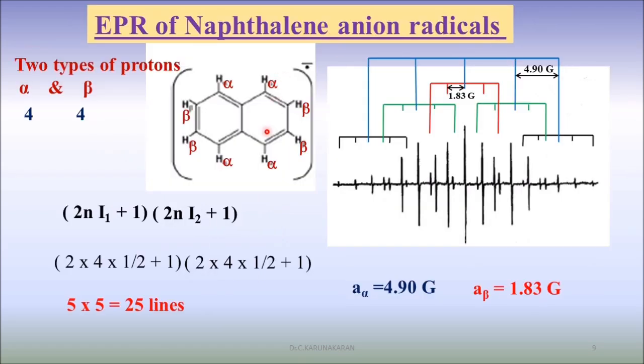Let us now see the naphthalene anion radical, similar to the benzene anion radical. Here, there are two types of protons, 4 alpha protons and 4 beta protons. Therefore, they have different chemical shifts as well as different coupling constants. For example, the hyperfine coupling constant A alpha is 4.9 Gauss, A beta is 1.83 Gauss. The unit for the hyperfine coupling constant is Gauss, whereas for J it is Hertz. The formula used to calculate the number of lines is (2N1 I1 plus 1) into (2N2 I2 plus 1). Therefore, with 2 into 4 and proton I equal to 1/2, there are 25 lines. It agrees with the number of lines obtained in the actual spectra.